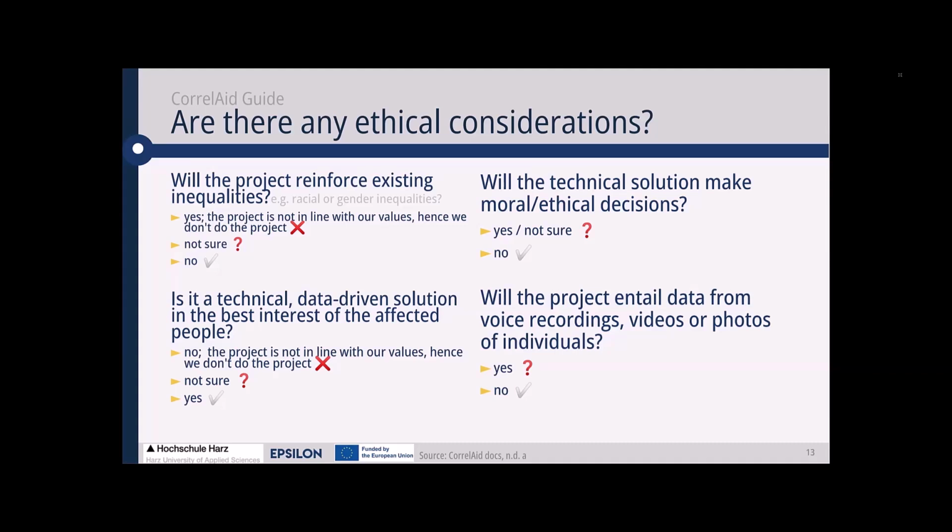And then another question, which is linked to the GDPR, to data protection and data privacy issues: which kind of data will comprise the underlying information of the project? So here you should be aware that if you're working with videos and photos of individuals, you should be careful because of data privacy issues. So you should be careful to avoid any breach in data privacy.